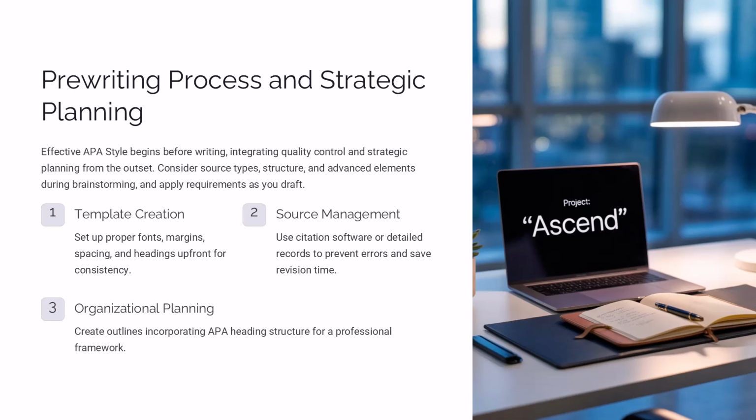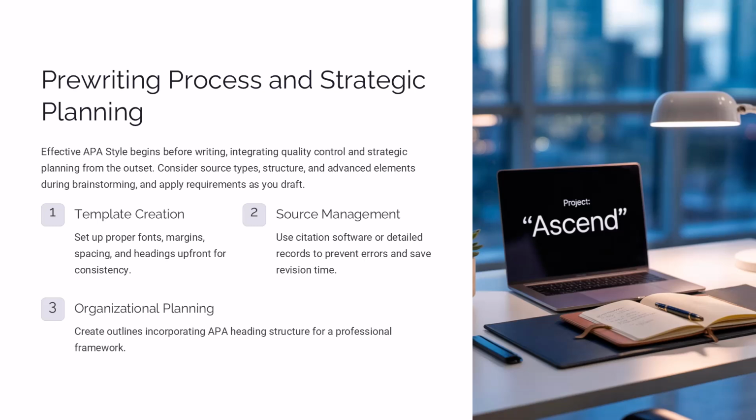Develop a systematic approach to source management that supports accurate citation and reference creation. Use citation management software to organize your sources, or create detailed manual records that include all necessary bibliographic information. Accurate record keeping prevents citation errors and saves time during the writing process.